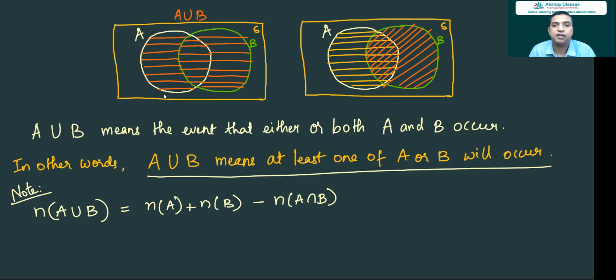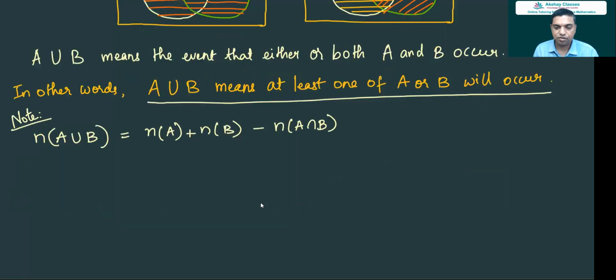Again I repeat. N of A union B is this full shaded portion. This shaded portion is n of A. I take n of A plus n of B minus n of A intersection B. Because in n of A, I'm counting this intersection region once. In n of B, I'm counting this intersection region again, so I'm including it twice, but I have to count it once. So I have to exclude it once. So this is the principle of inclusion and exclusion.